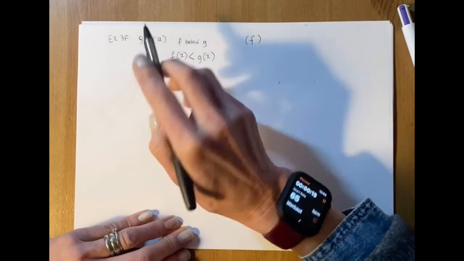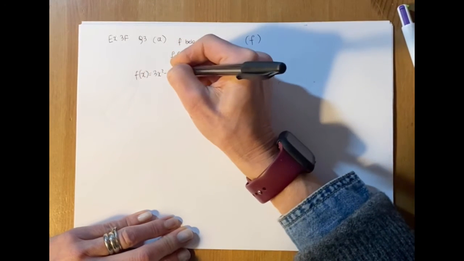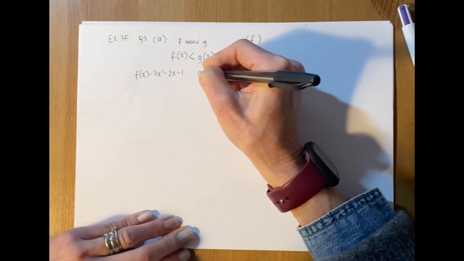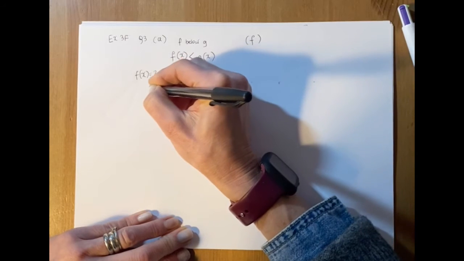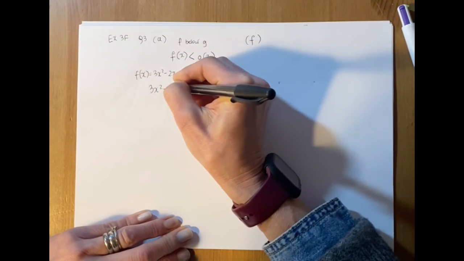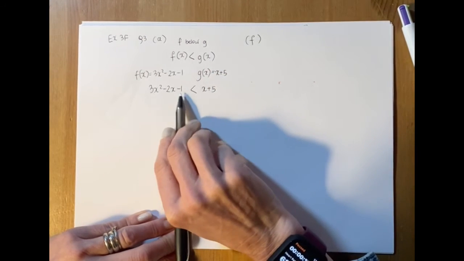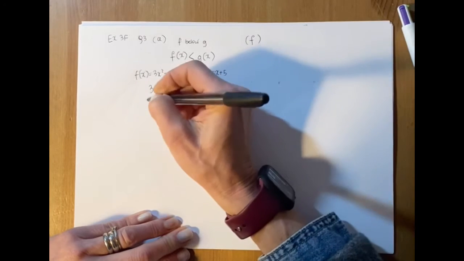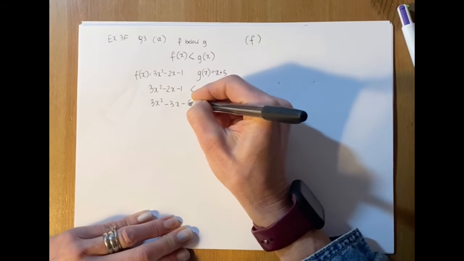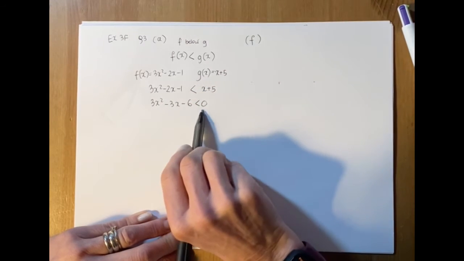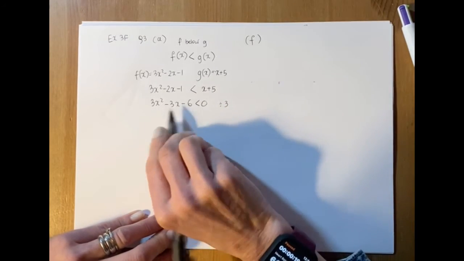So for part A, f of x is given to be 3x squared minus 2x minus 1, and g of x is x plus 5. So when is this less than x plus 5? So solve it. Rearrange everything on one side to keep x squared positive. So it's 3x squared minus 3x minus 6 is less than 0. You can happily divide an inequality by a positive number without any worry. So we can divide everything by 3.